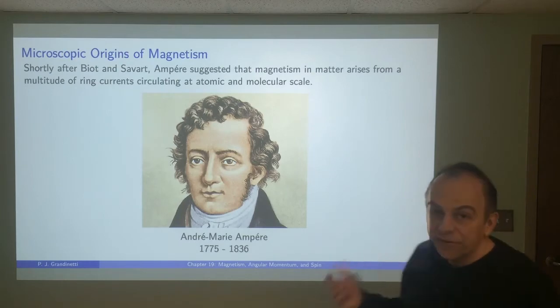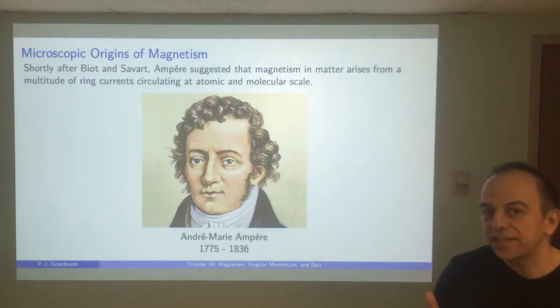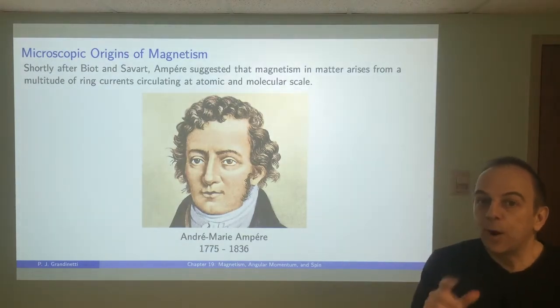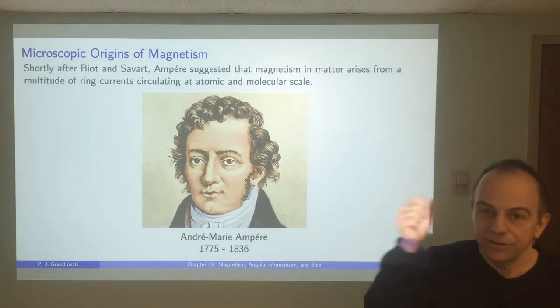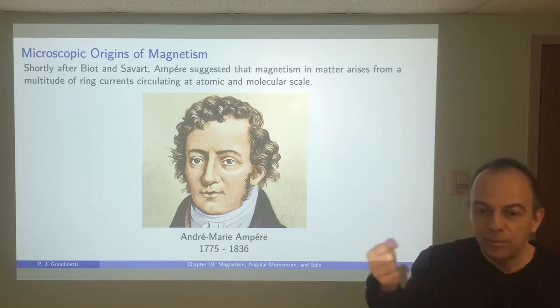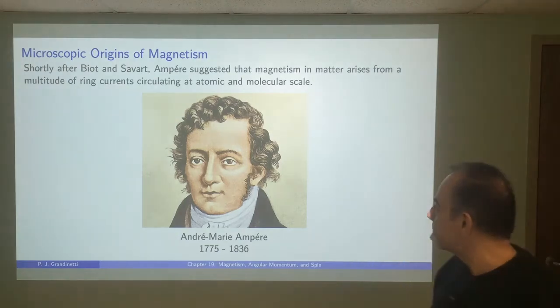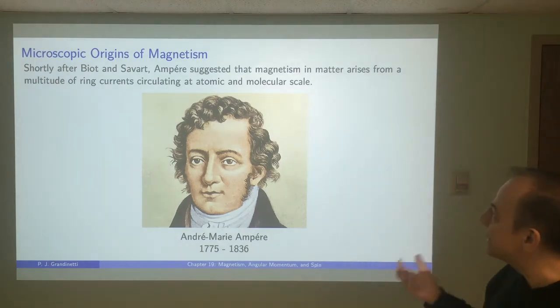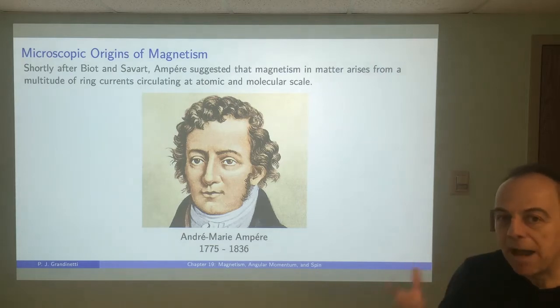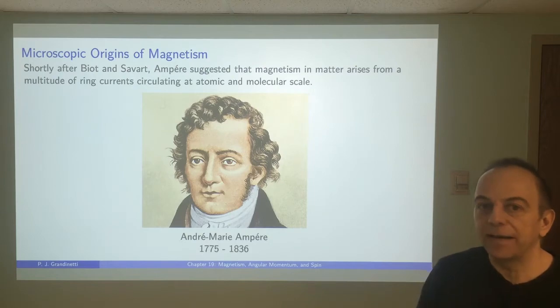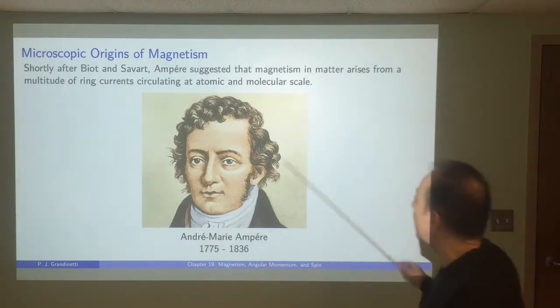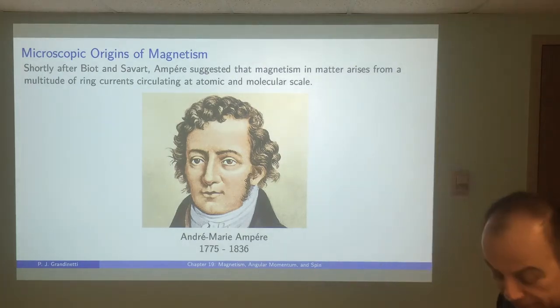Now, it wasn't long after that that Ampere suggested that perhaps permanent magnetism, the kind of magnetism that you think about when you have your refrigerator magnet and you're sticking it onto metal surfaces, might arise by some kind of microscopic currents that are flowing in matter. So some kind of currents at the atomic and molecular scale.